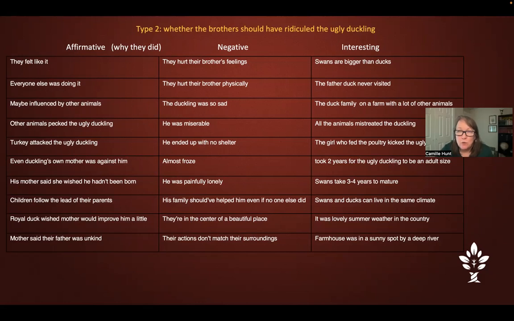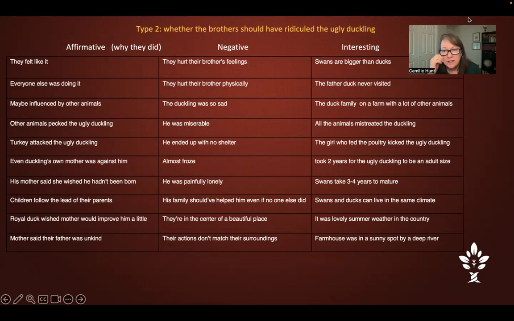So the interesting column: swans are bigger than ducks. The father duck never visited. So these are just other things that we know about the story or the characters in the story. The duck family was on a farm with a lot of other animals. All the animals mistreated the duckling. The girl who fed the poultry kicked the ugly duckling. It took 2 years for the ugly duckling to be adult size.